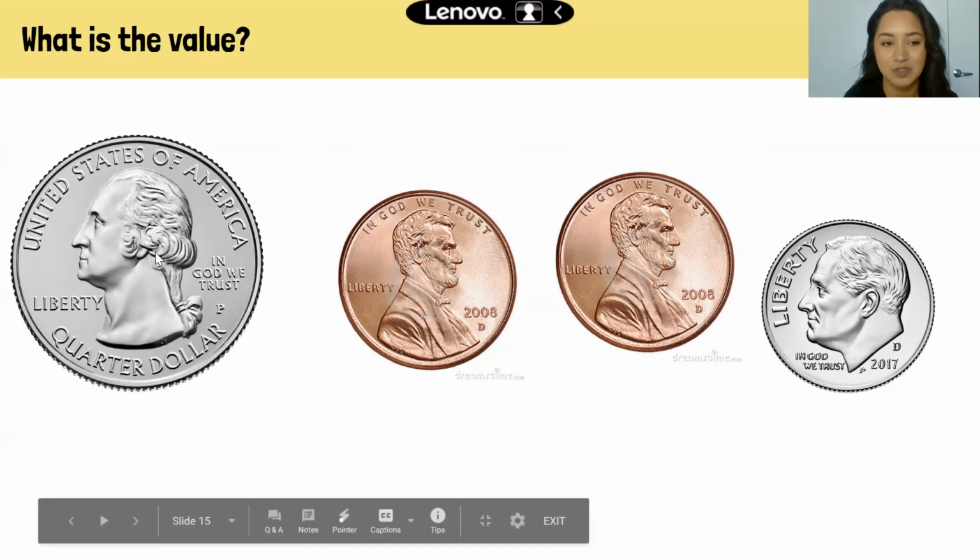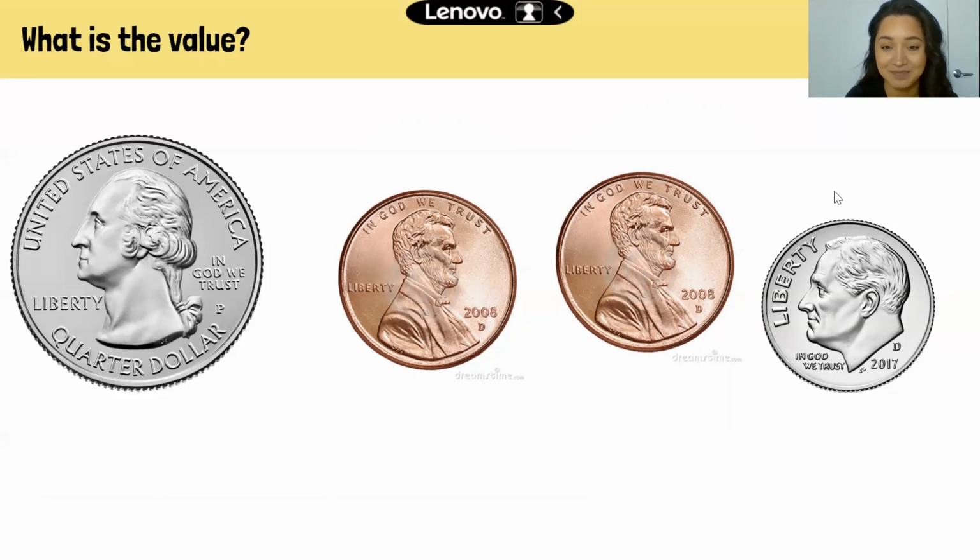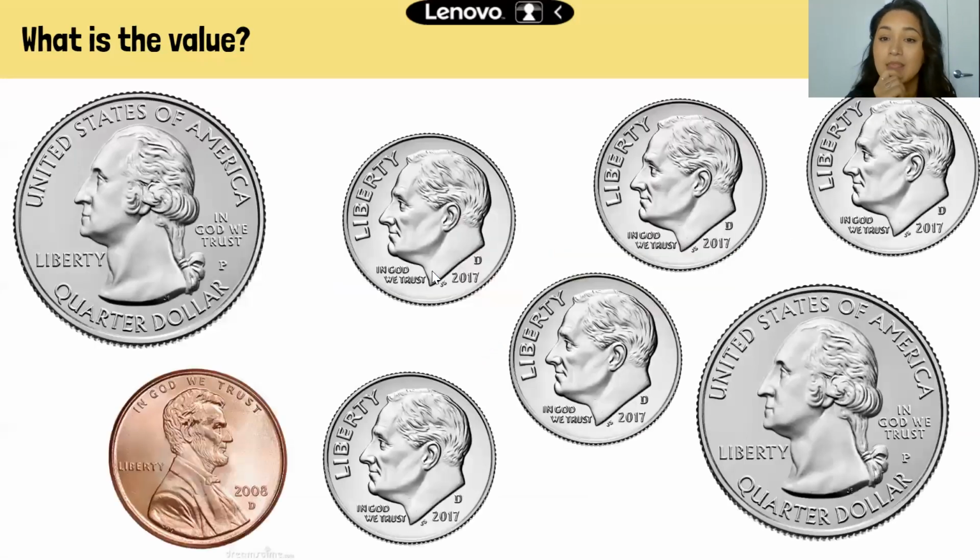Let's start with our quarter. 25, 35, we add 10. And then we only have 2 left over. So 25, 35, 36, 37. Remember, those pennies are only worth 1.